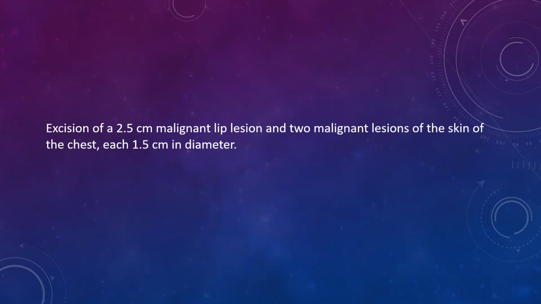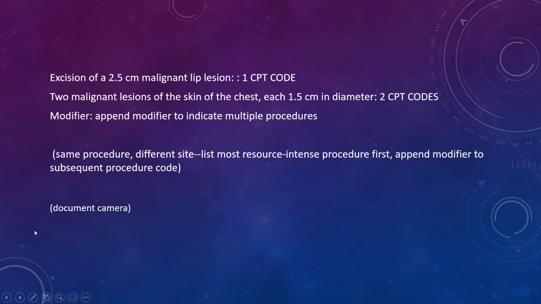service. And so that will be our 2.5 centimeter lip lesion. That's obviously going to be in a more delicate location, and it's our largest lesion. And then we'll have 2 lesions on the chest. So those are going to be less severe. Obviously, they're all malignant, so they're all very severe, but our 2.5 centimeter lesion is going to be the most resource intense.